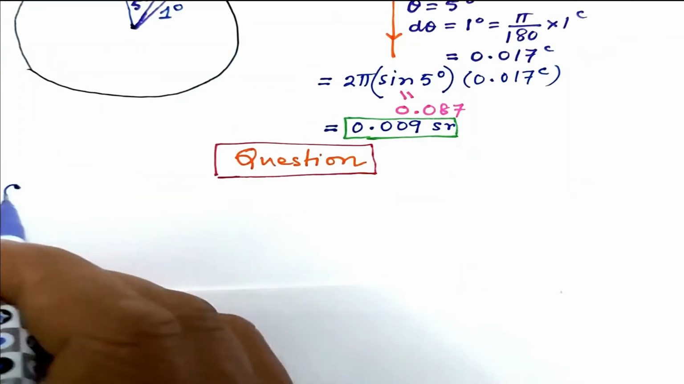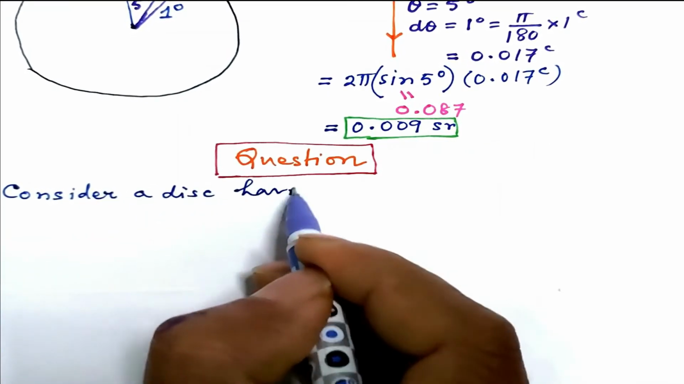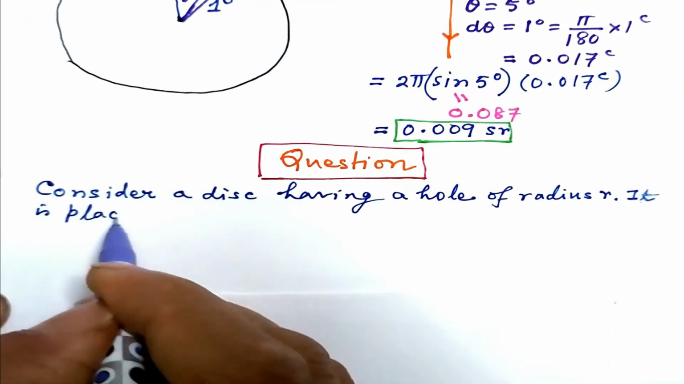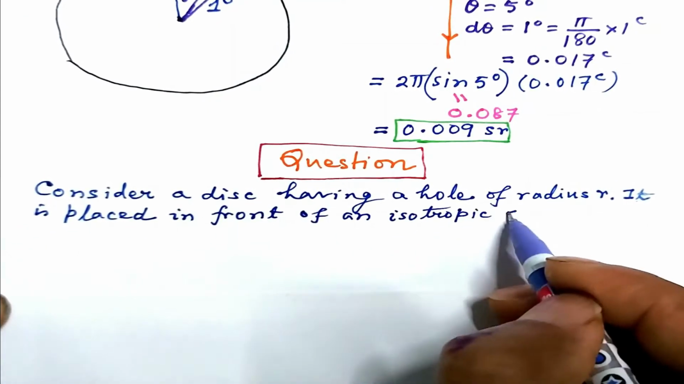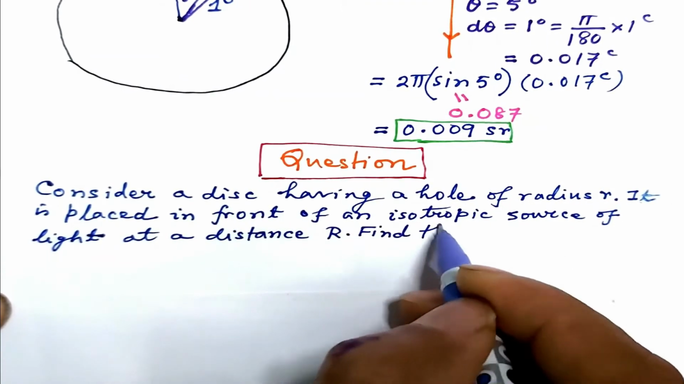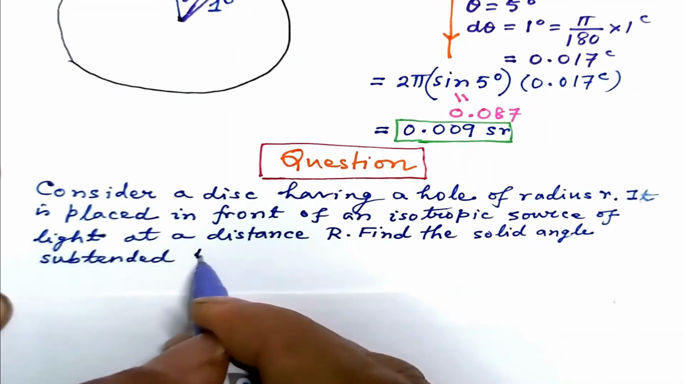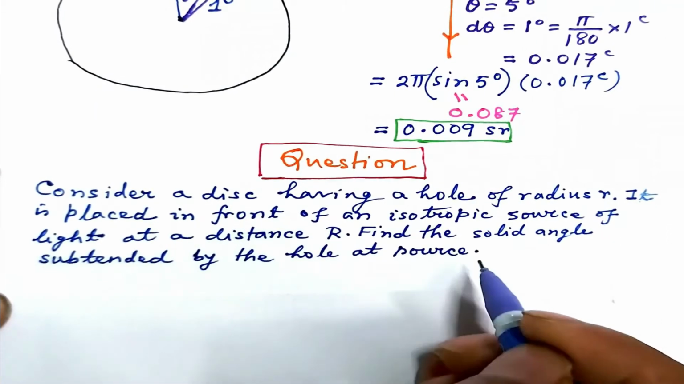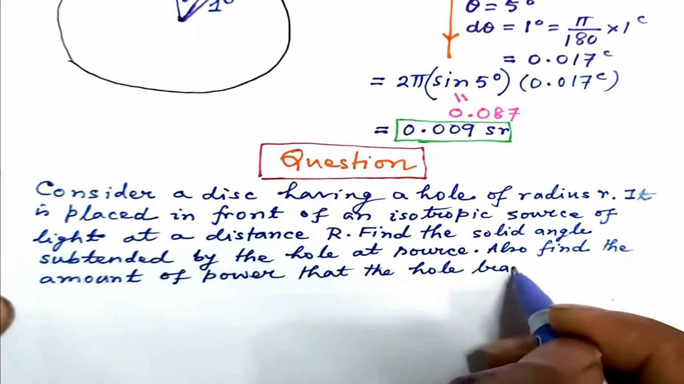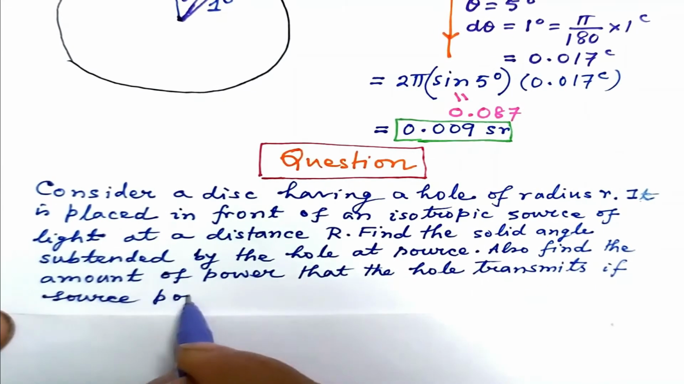Next question. Consider a disk having a hole of radius small r. It is placed in front of an isotropic source of light at a distance capital R. Find the solid angle subtended by the hole at the source. Also find the amount of power that the hole transmits if the source power is P.